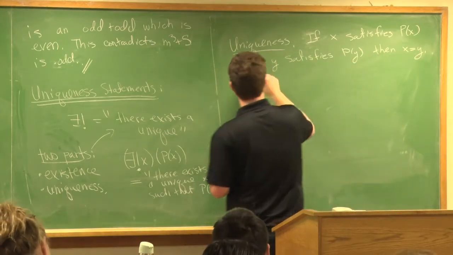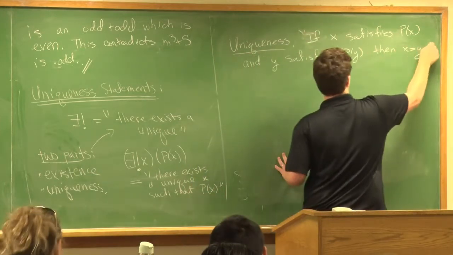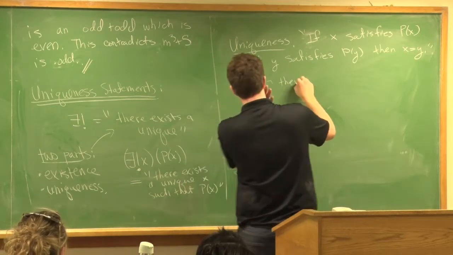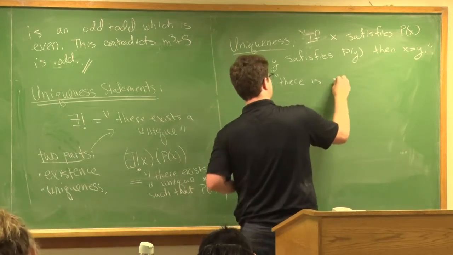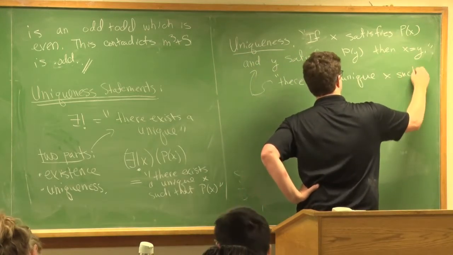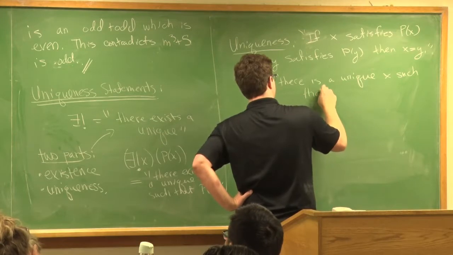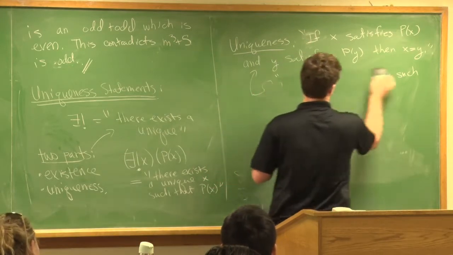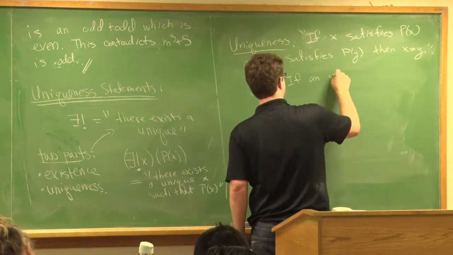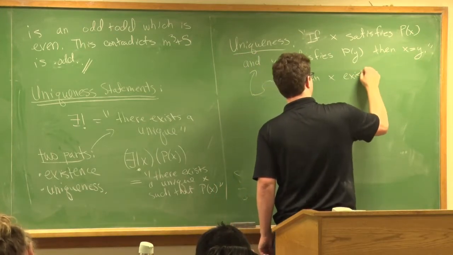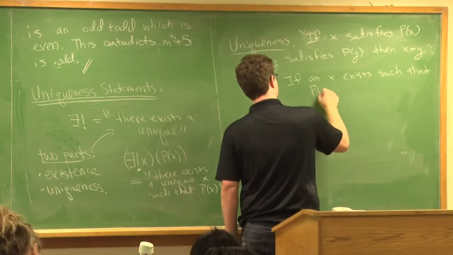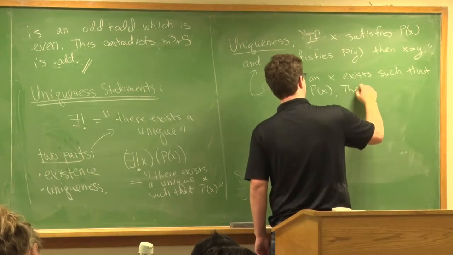So this statement here is saying, or sorry, let me say this: if an x exists such that p of x, then it is unique.